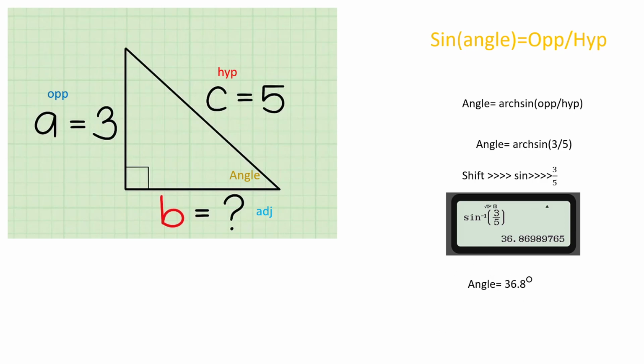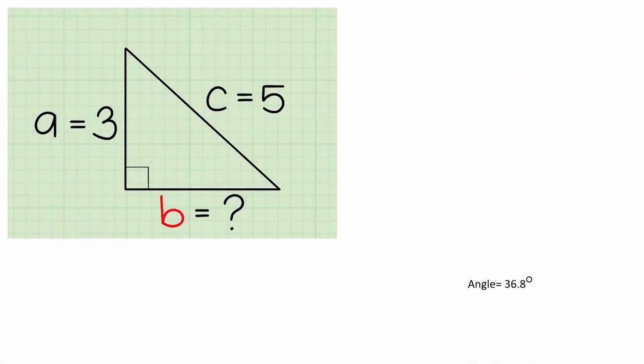Now let's solve the same example using cosine. Same example, same answer. Let's work our steps towards the answer. First we have the angle, then the opposite, then the hypotenuse, then the adjacent, and this time the adjacent equals 4, which we calculated in our first example using the Pythagoras theorem. Now cosine angle equals adjacent over the hypotenuse.